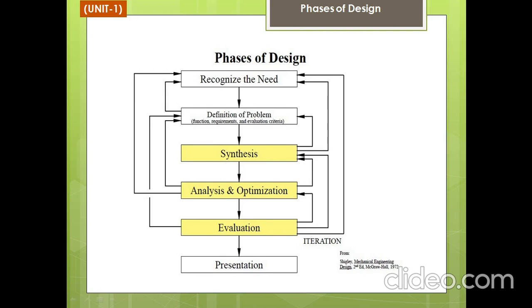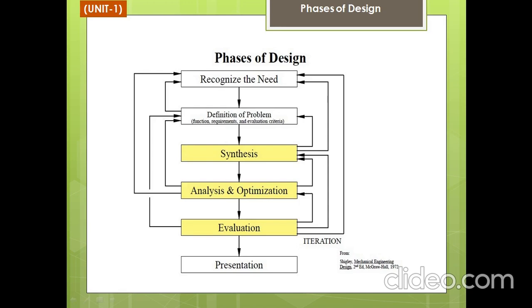After defining the problem, you have to synthesize the product. Means you have to study all components of the product in a collaborative manner. After this comes analysis and optimization. Here some arrows are given. Now you are able to know where this type of arrow is given here. From synthesis, the arrow goes to again recognize the need. From synthesis, the arrow again goes to define the problem.